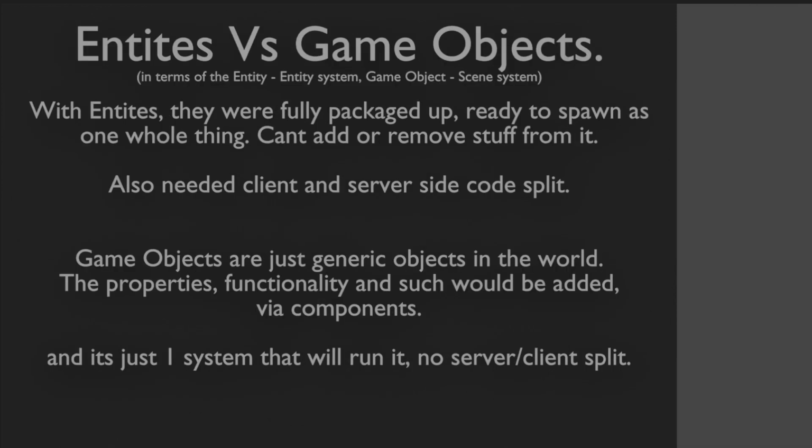Now, how do objects exist within these systems? You've got entities for the entity system and game objects for the scene system. The way entities work is you have fully packaged up entities with all the functionality they need. So a player will have its player controller, its model, its animator, its physics, and an inventory, let's say, all packaged up, ready to go. When you spawn that entity in the entity system, it's all there ready. And obviously the code within that entity is going to be split between the server and client.